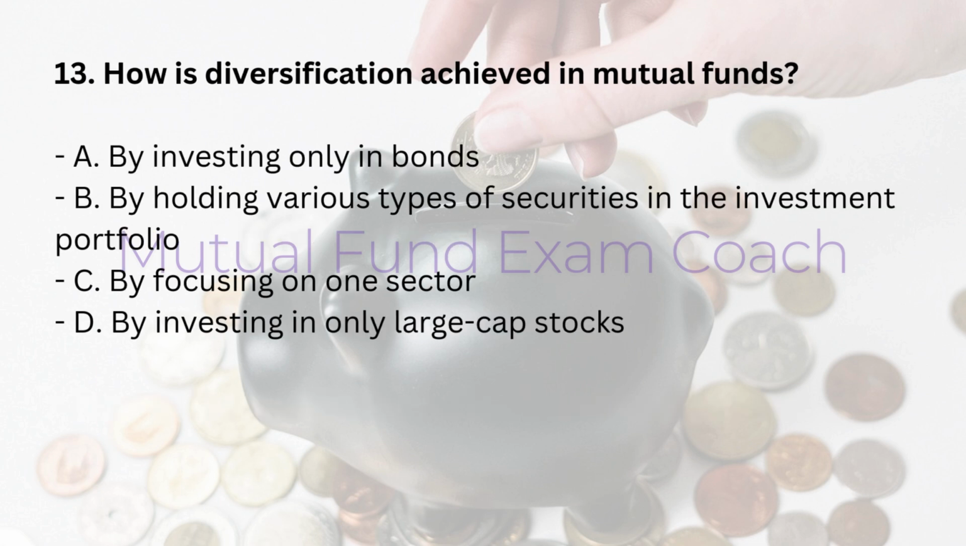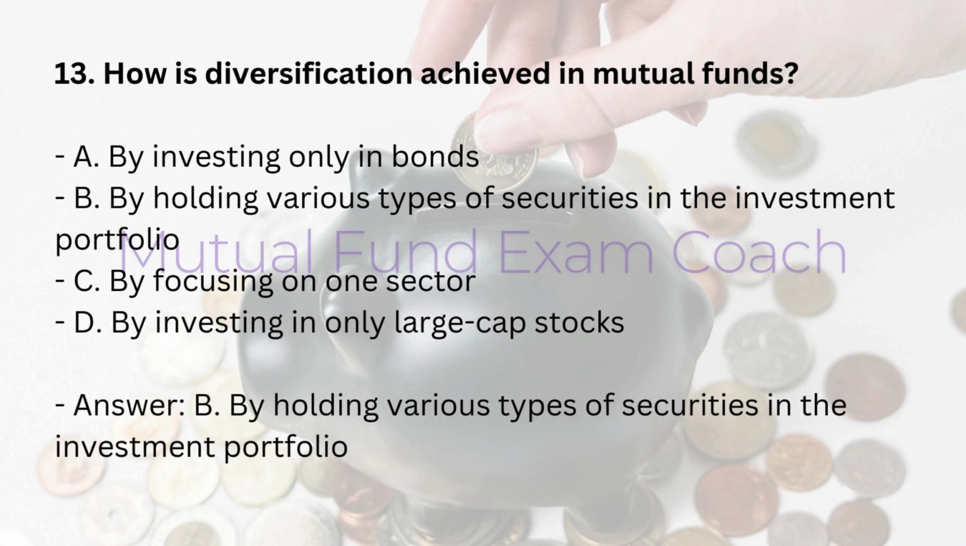13. How is diversification achieved in mutual funds? A. By investing only in bonds. B. By holding various types of securities in the investment portfolio. C. By focusing on one sector. D. By investing in only large-cap stocks. Answer: B. By holding various types of securities in the investment portfolio.